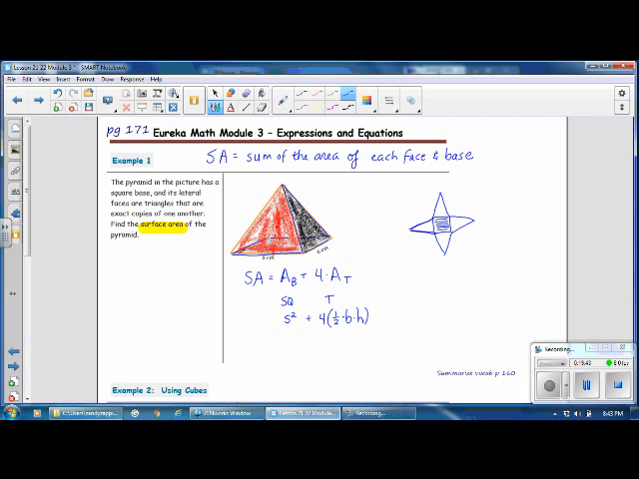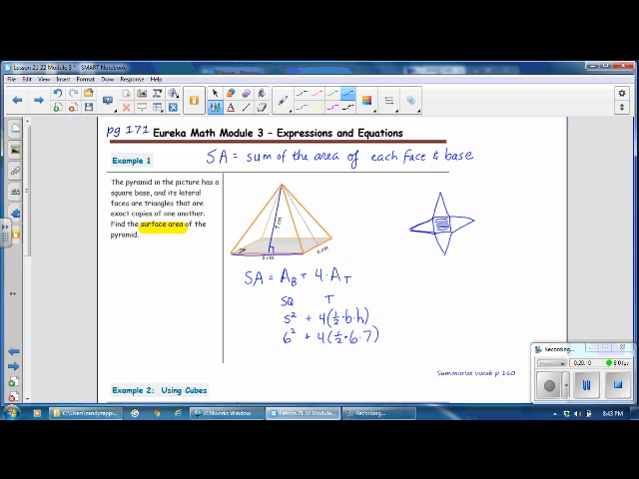And the side squared, we've got 6, so we've got 6 squared plus 4 times the quantity, 1/2 times. And then let's take a look at the base and the height of the triangle. The base and the height of the triangle are perpendicular to each other. So we have a base of 6 and a height of 7.